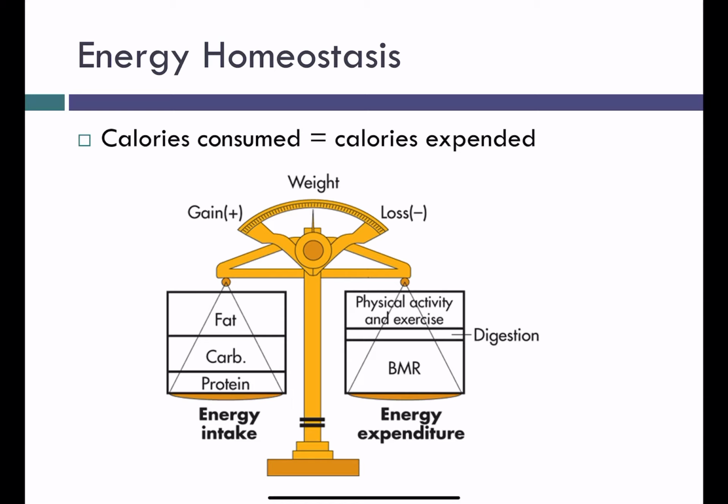So if we are in a state of energy homeostasis, which most people experience most of the time, we consume as many calories as we expend. So all of the calories that we are eating on a daily basis go to this basal metabolic rate or to the physical activity or exercise. So if we consume a certain number of calories per day, that's how many our body is using up.